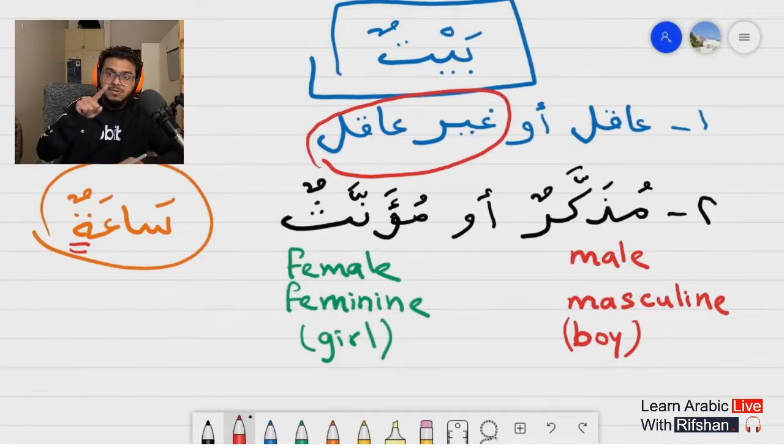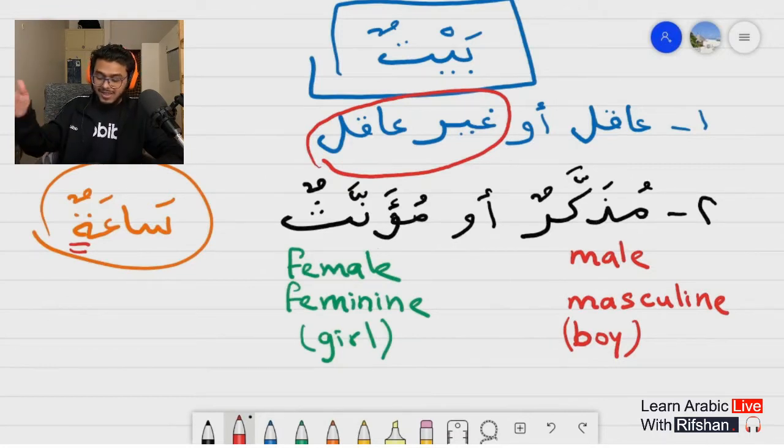So if you see this ta marbuta, you should immediately suspect that this word is muannath. Got me? So sa'atun, muannath or mudhakkar? Oh, it has a ta marbuta, so muannath. Yes, that's it. Just give the verdict.